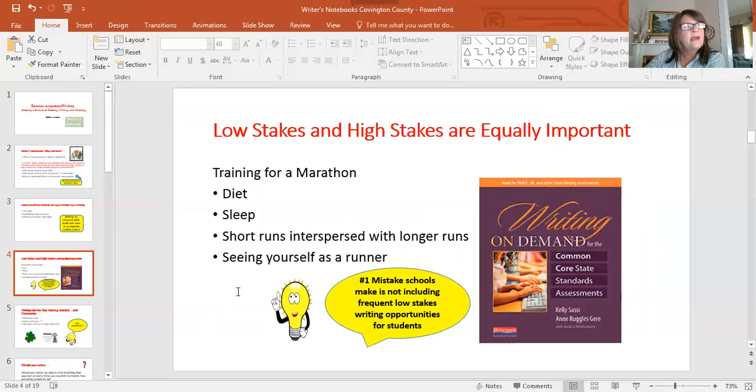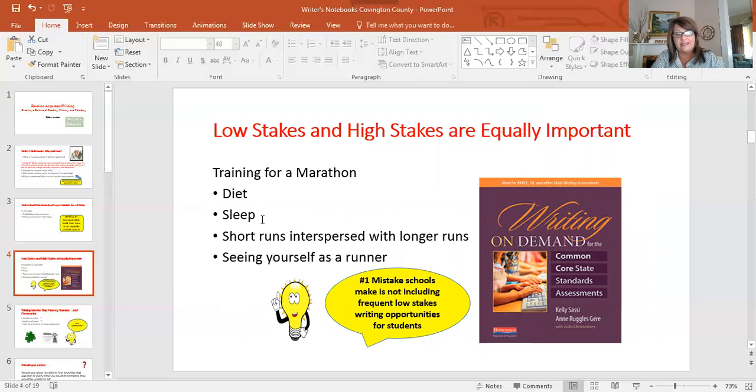And so I like to think of it like this. Runners who are training for a marathon, they don't train for the marathon by running marathons. They do lots of other things. So if you think of running a marathon as writing on demand, which often seems like a marathon for our students and for us as we watch them do it, there's a lot that goes into training for a marathon.